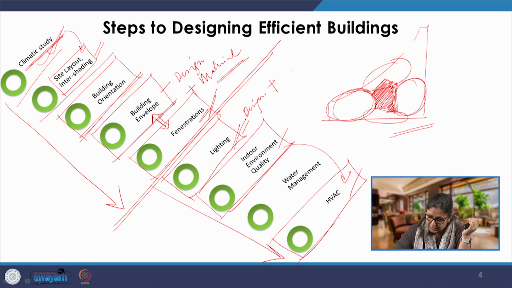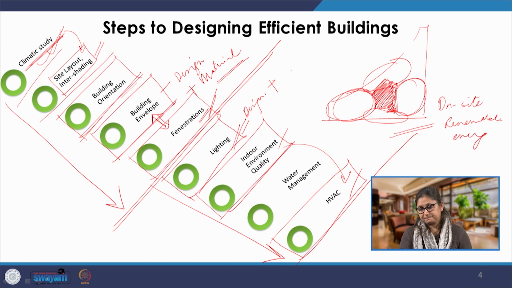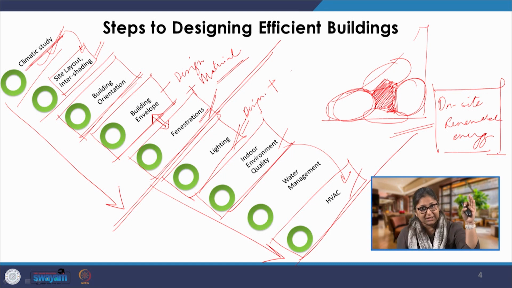Once we have done that, we would have reduced the requirement for energy significantly, probably by 50% if we design them properly from a conventional base case. After that we will still add one more head, which is that of on-site generation of electricity, on-site renewable energy. So, this is what we will add in the last. First is demand reduction and after that is supply. These are the steps for designing efficient buildings.